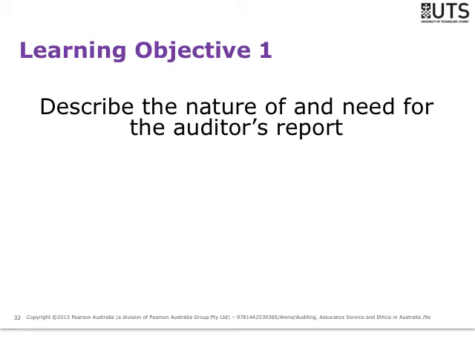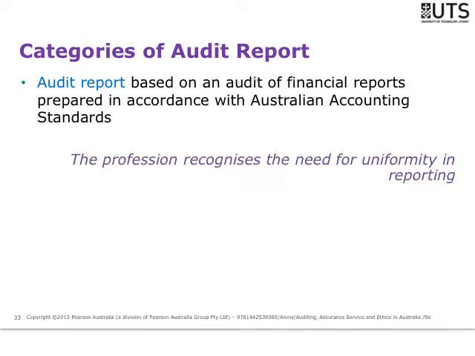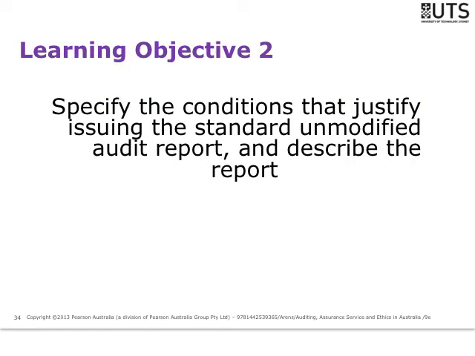we want to describe the nature of and the need for the auditor's report. So the audit report is based on the need to comply with the Australian accounting standards. So we set the standards. So the standards are set requiring that all listed companies prepare an annual report that is audited to shareholders. Right? So that's the basics of the audit report. Moving on. Learning objective 2 is to specify the conditions that justify issuing a standard, unmodified, meaning there is no qualification or emphasis of matter, audit report, and we want to describe that report.